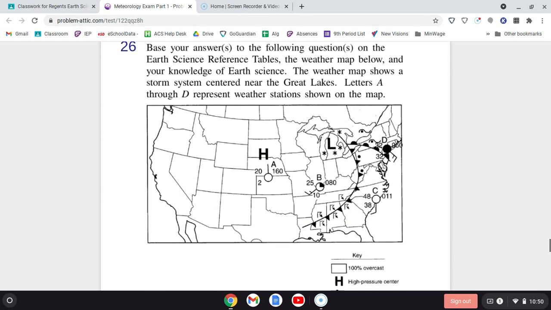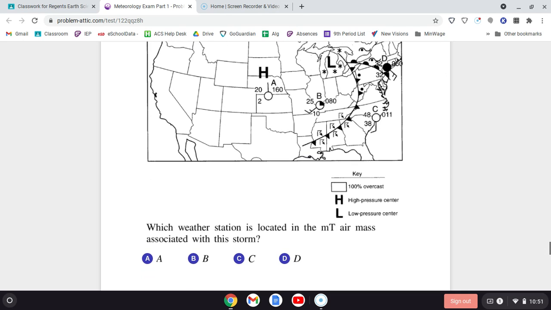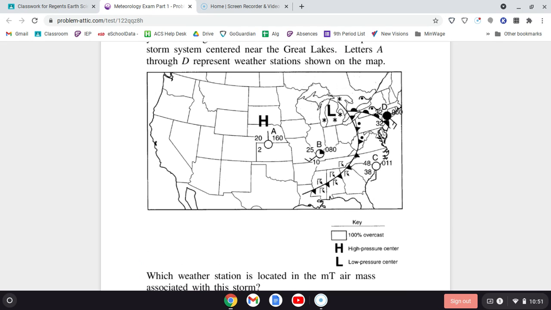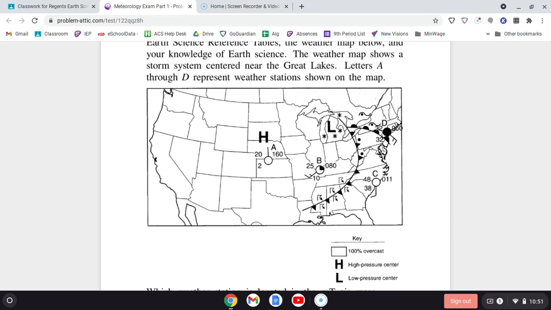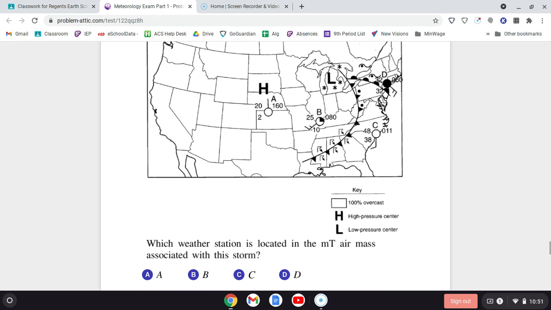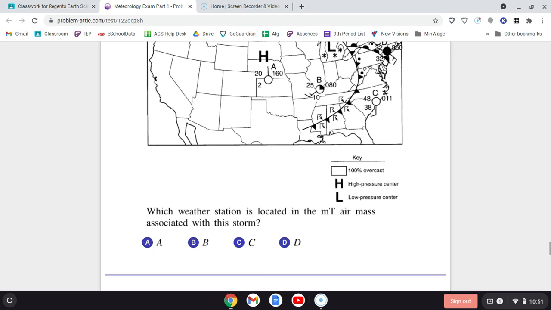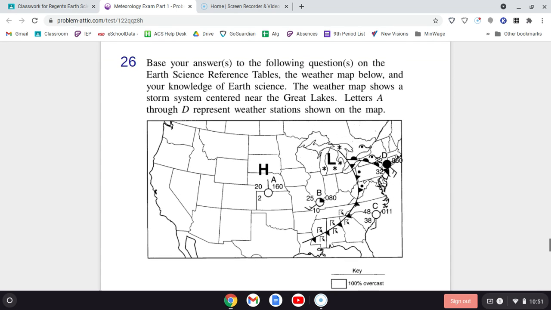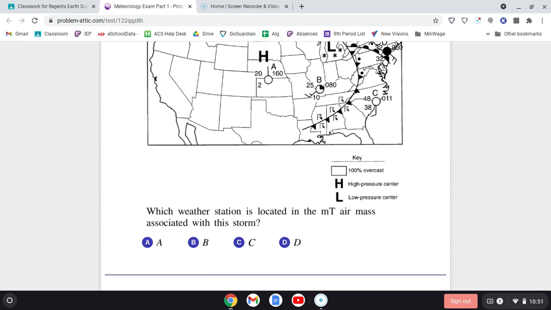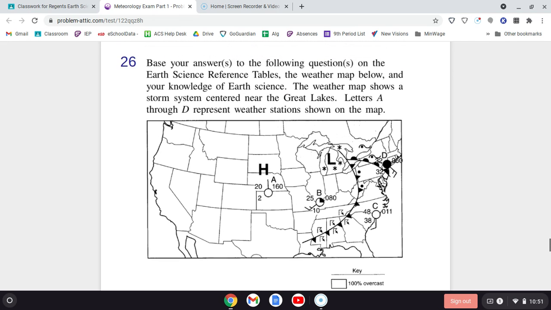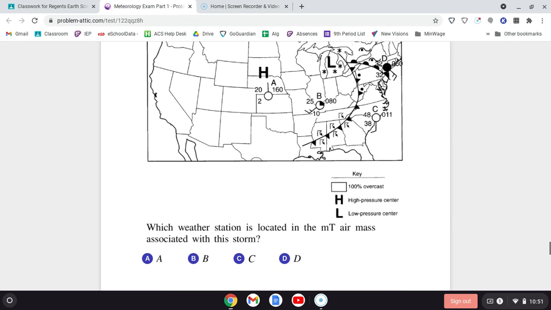Number 26 shows this map again. Which weather station is located in the maritime tropical air mass associated with this storm? Let's see here. I'm going to get rid of B and D. So it's either A or C.